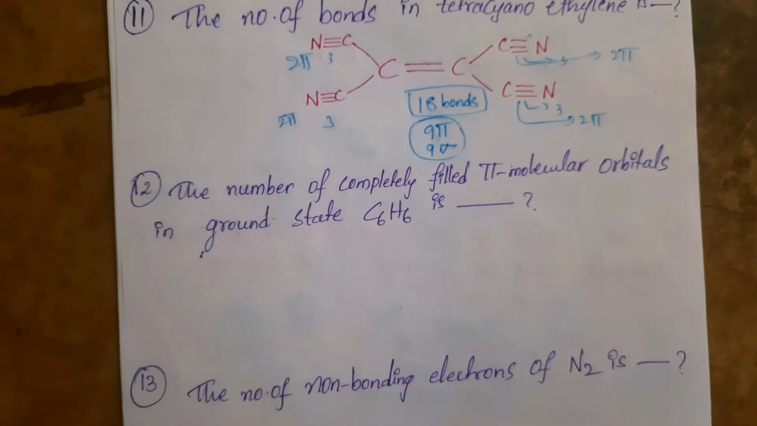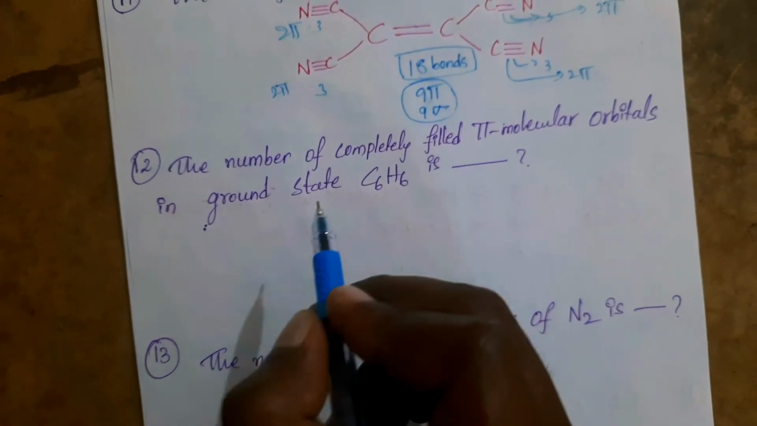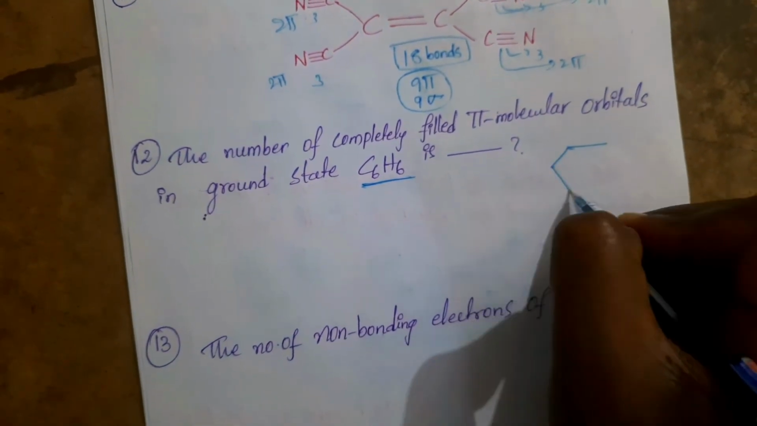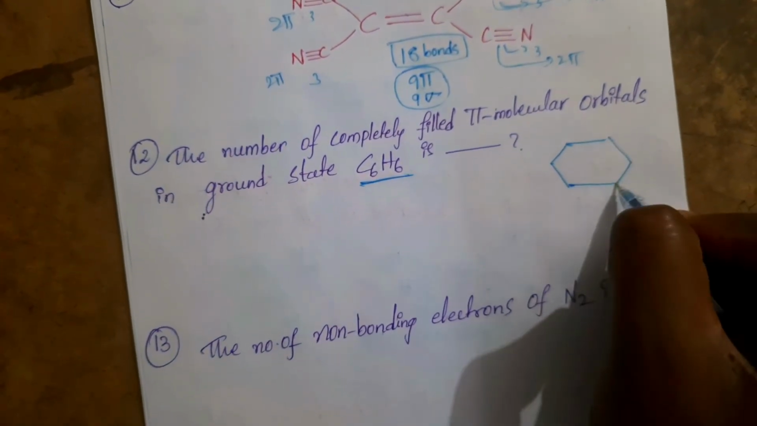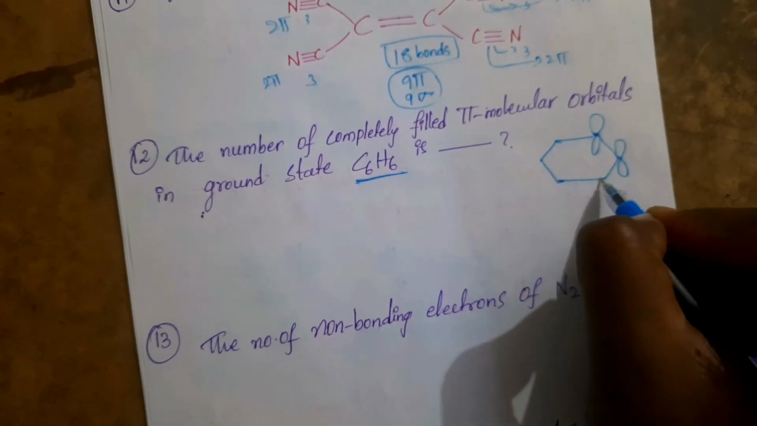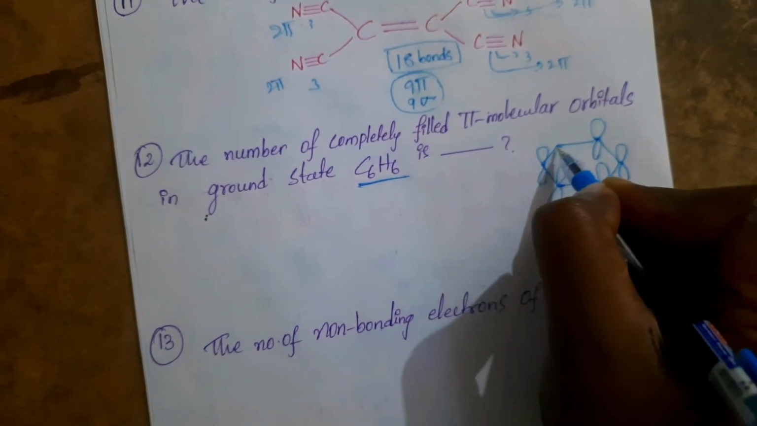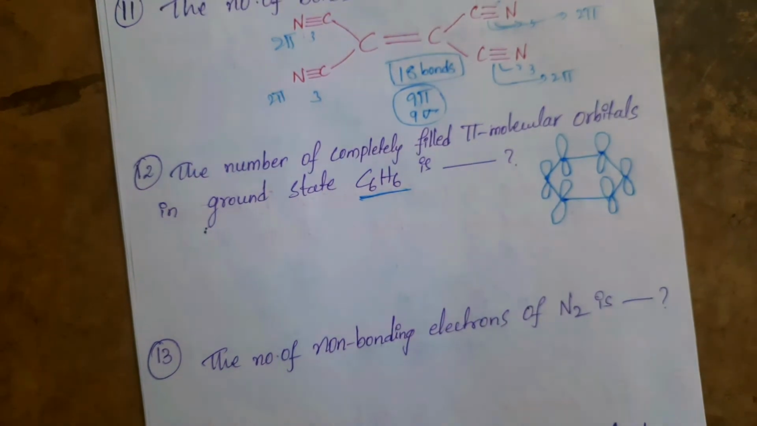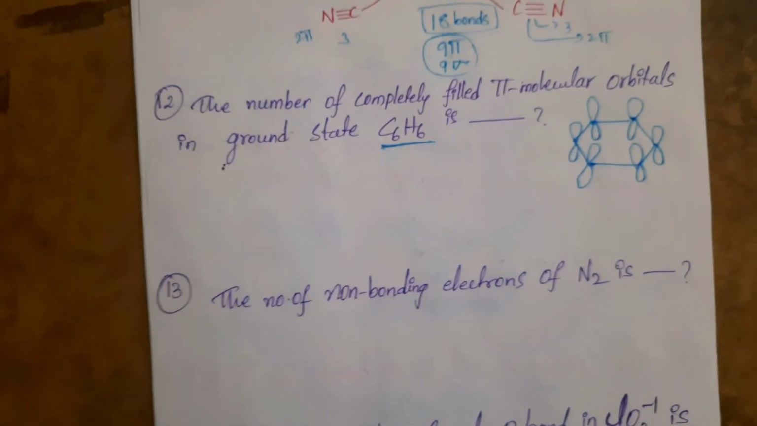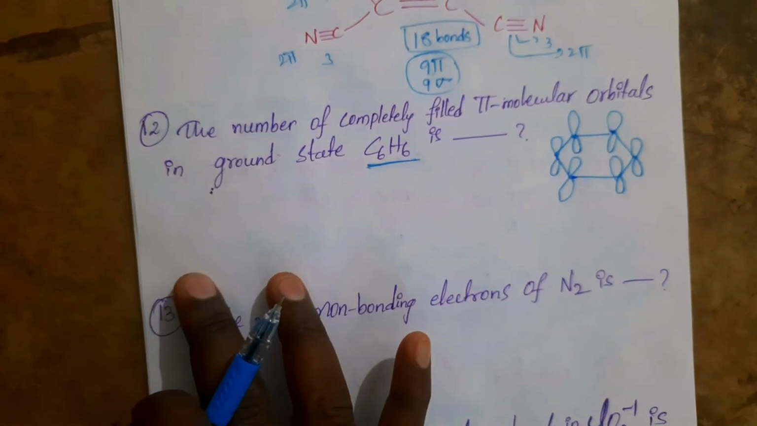Next question, you see: the number of completely filled pi molecular orbitals in the ground state of benzene molecule. So actually this is the benzene molecule. In benzene, what happens? Total of 6 p orbitals are there which are participating in pi bonding, involved in pi bonding overlap. Total of 6 orbitals in benzene. So out of those 6 p orbitals, we get 6 pi molecular orbitals.